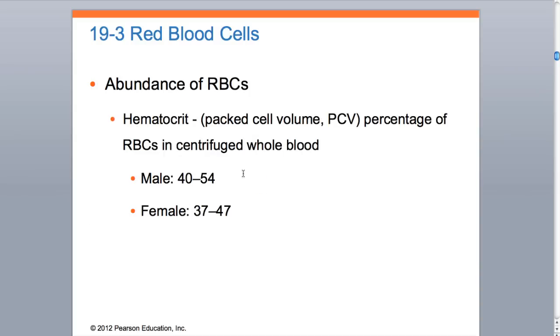Now, I've already told you about hematocrit earlier. It is the percentage of red blood cells in whole blood. Our average number is about 45. Again, men will have more, female will have less.